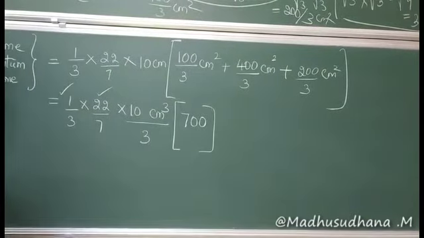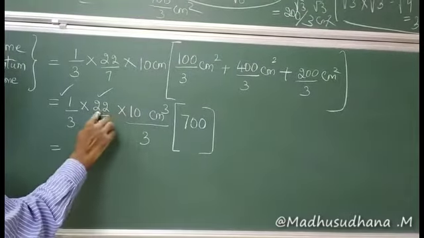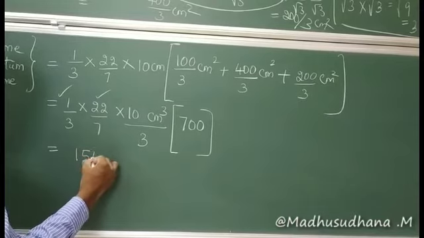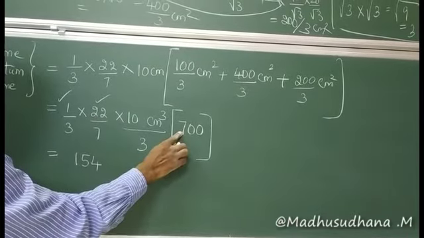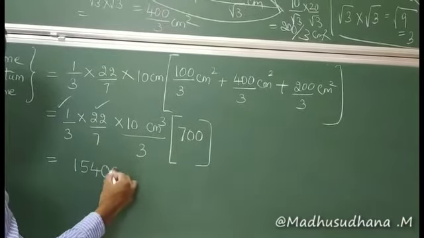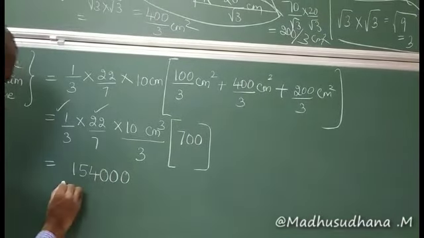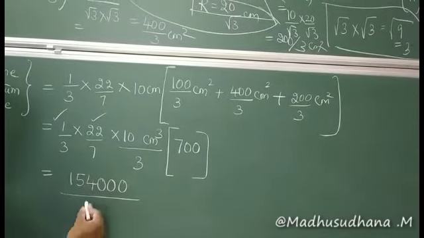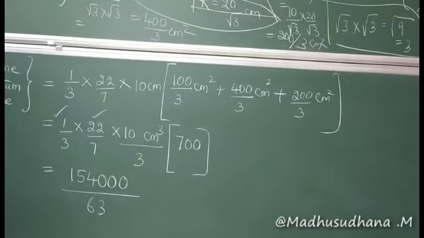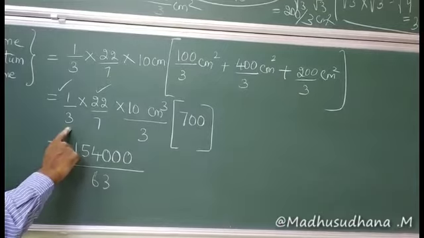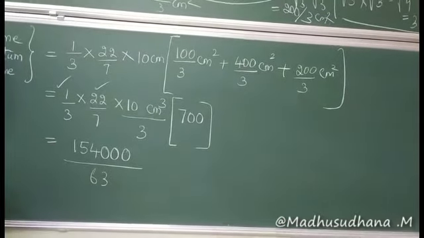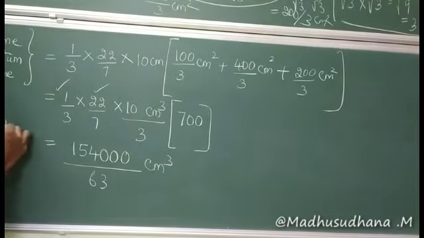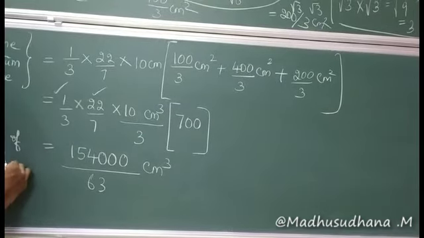Better I multiply the numerator here. So 22 and 7, 7 2s are 14 plus 1, this is 154. 22 and 7 multiplied, we have 2 zeros and 1 zero, so followed with 3 zeros, whole divided by 3. 3 3s are 9, 9 7s are 63. I have 63 here. Up to here I am right. So this is in cubic centimeters. This is my volume of the frustum of the cone.